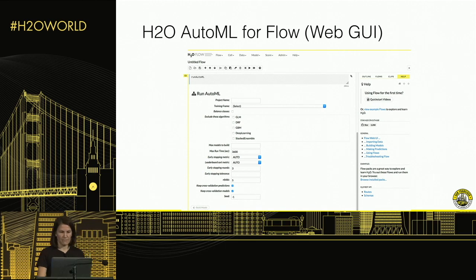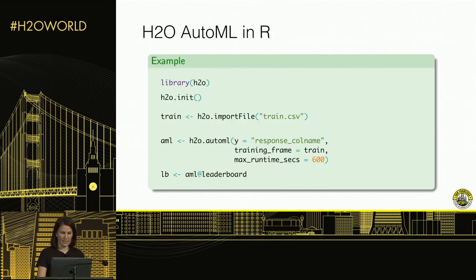Okay, and this is what the Flow interface looks like for AutoML. This is completely point and click machine learning. You click to upload a data set, you click to run AutoML, and all you have to do really is select which data frame you want to use, and then select which is the response column, and then you can tweak the other AutoML parameters if you want. But then you just press a button and a whole bunch of models will be trained. And this is what it looks like in R. Same concept, just import some data, one line of code, say how long you want it to run for.